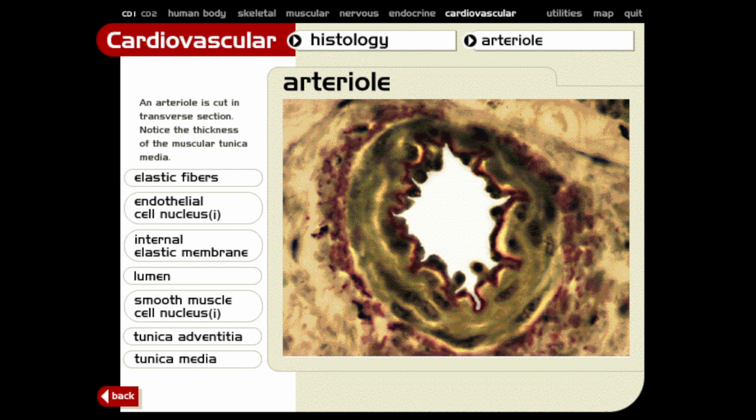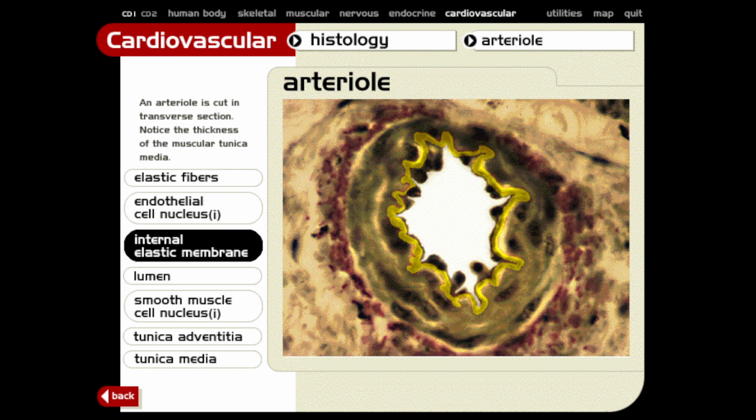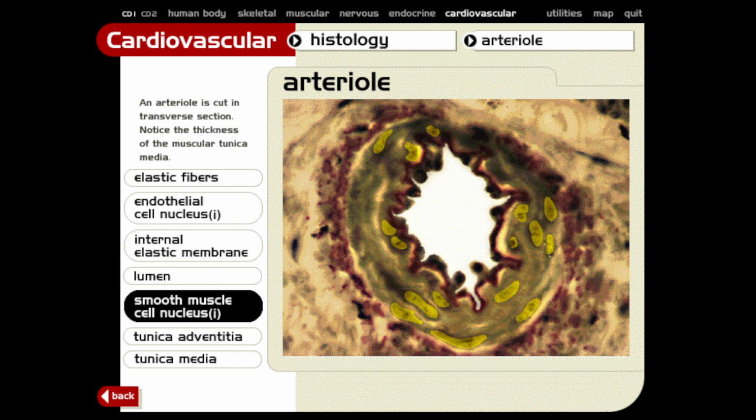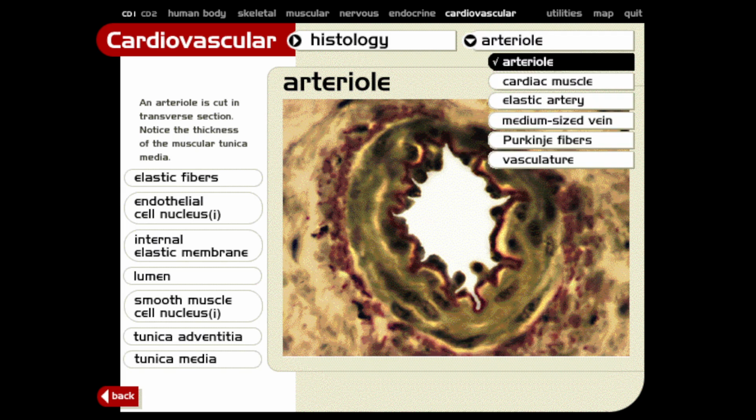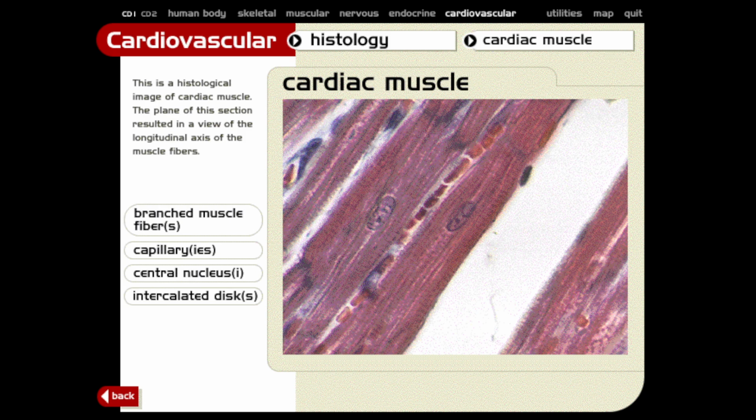An arteriole is cut in transverse section. Notice the thickness of the muscular tunica media. This is a histological image of cardiac muscle. The plane of this section resulted in a view of the longitudinal axis of the muscle fibers.